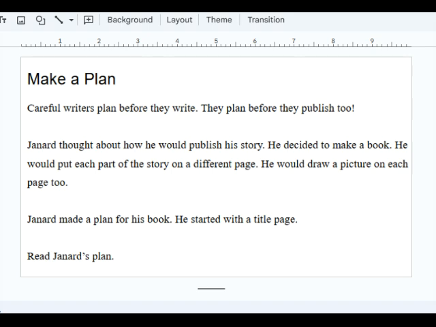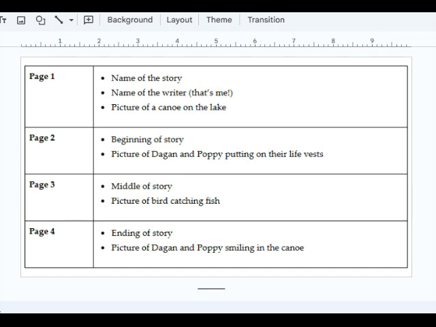Careful writers plan before they write, and they plan before they publish too. Jannard thought about how he would publish his story. He decided to make a book. He would put each part of the story on a different page, and he would draw a picture on each page too. Jannard made a plan for his book, and he started with the title page. Read Jannard's plan.